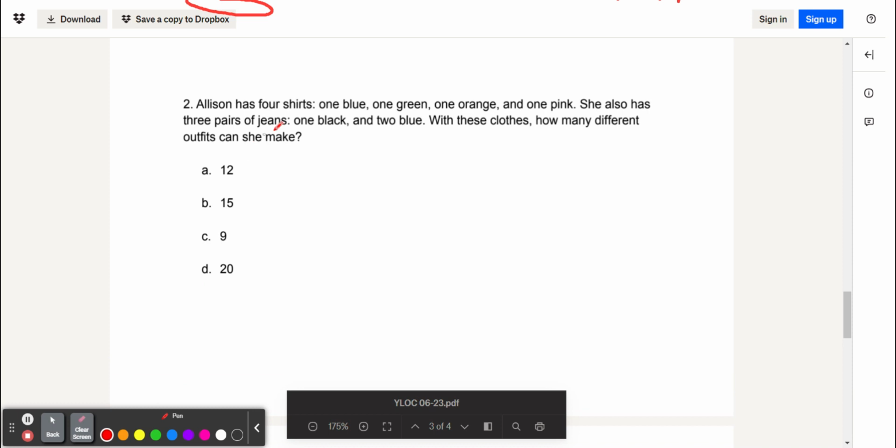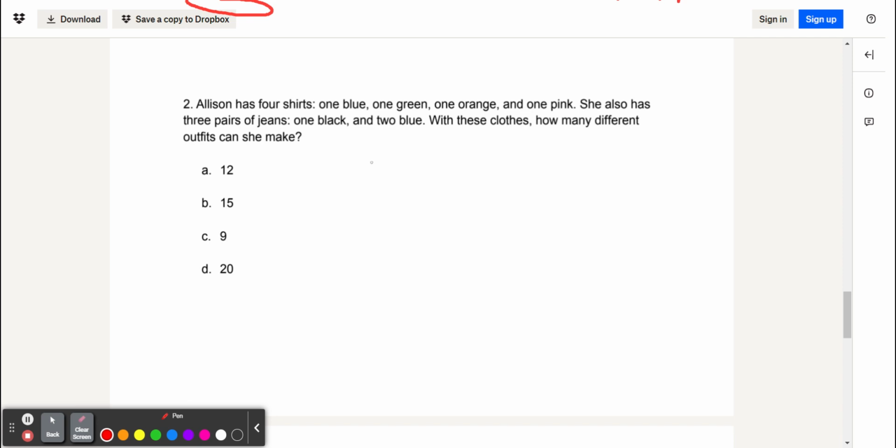The next problem is number 2. Allison has 4 shirts, 1 blue, 1 green, 1 orange, and 1 pink. She also has 3 pairs of jeans, 1 black and 2 blue. With these clothes, how many different outfits can she make?